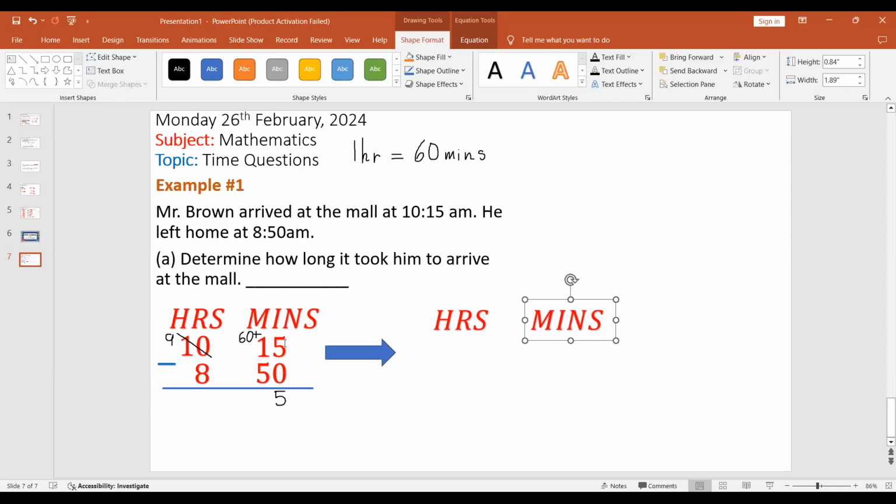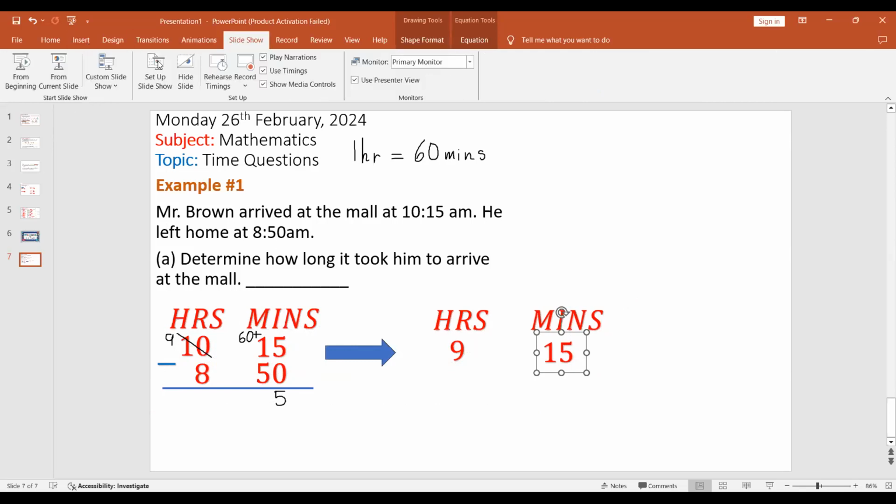So we still have hours and minutes. How many hours do we have now for the left-hand side? Is it still 10? No, sir, it's 9 now. It's 9 hours. Now, how many minutes do we have? Is it still 15? No, sir. What is 60 minutes? What is 60 plus 15?